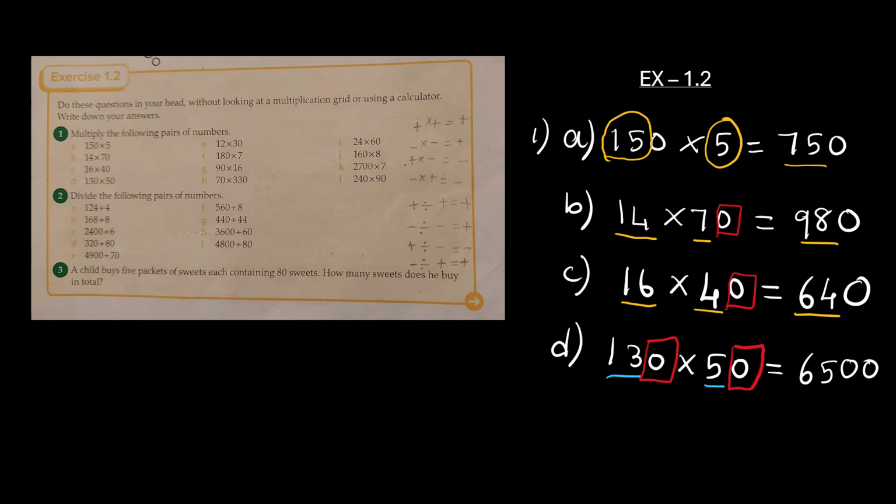B question. 14 into 70. Thus we are multiplying the number alone. 14 into 7 is 98. We have to add the 0 last. Its answer is 980. C question is 16 into 40.